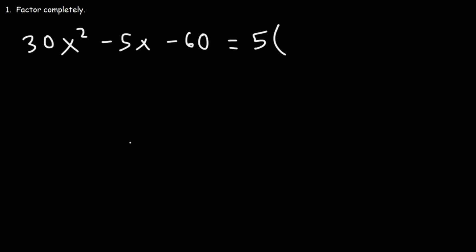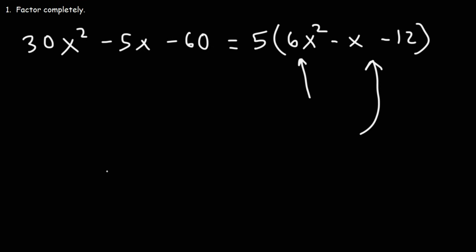30x squared divided by 5 is 6x squared. And negative 5x divided by 5, that's going to be negative 1x. Negative 60 divided by 5 is negative 12. So now we have a trinomial where the leading coefficient is not 1. So we're going to factor this a little differently.